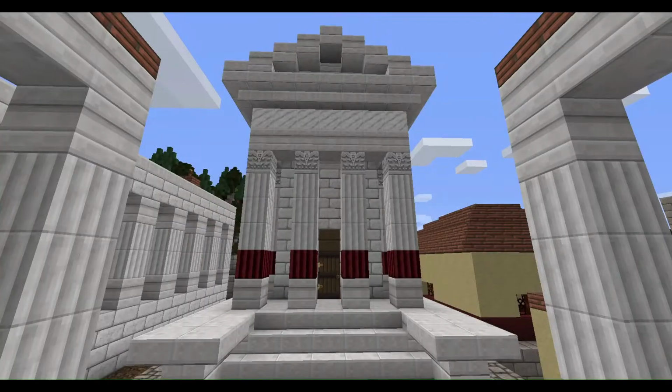The number of columns on the front facade is also descriptive. Roman temples could be tetrastyle, hexastyle, octastyle, and decastyle.